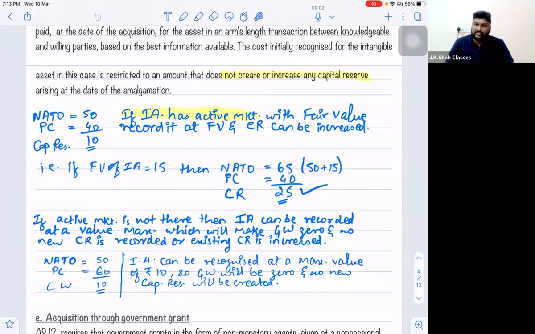But AS 26 also says, if active market is not there, then you can record the intangible asset only in the case of goodwill situation. Because in a capital reserve situation, if you record the intangible asset at any value, your capital reserve will increase. And increasing the capital reserve or creating a new capital reserve is not allowed. Reason, active market is not there.